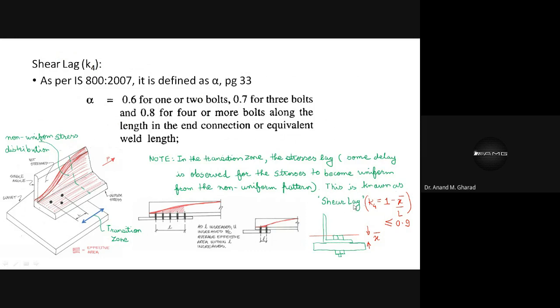This is known as shear lag, which is defined as K4, which is given by this formula, 1 minus x bar by L. X bar is nothing but this centroidal distance as mentioned in this figure. This is the outstand, this is the connected leg, right? And this x bar is this much distance. L is known as the connected length, and this connection length formulation is mentioned in your IS code, right? That we will see.